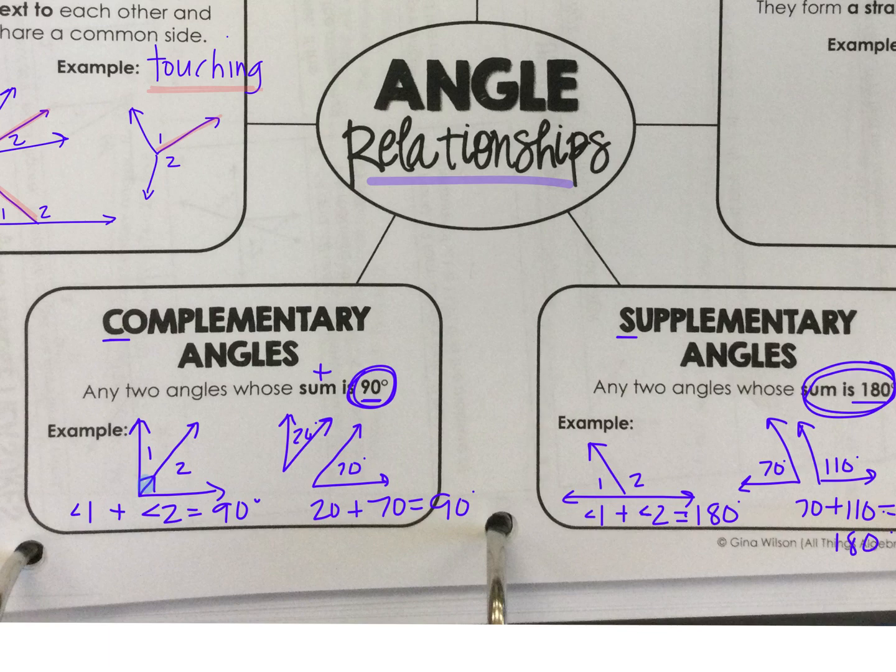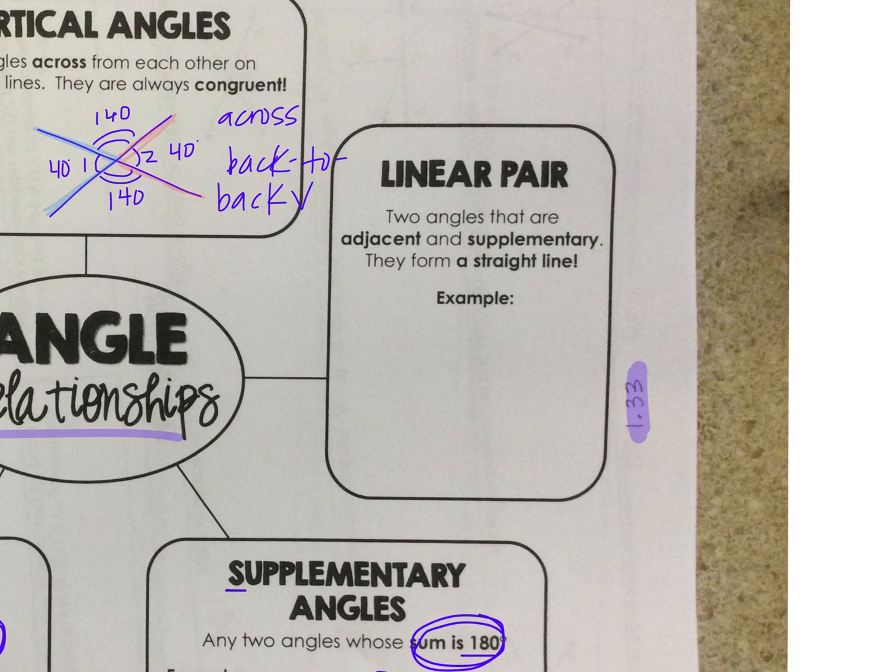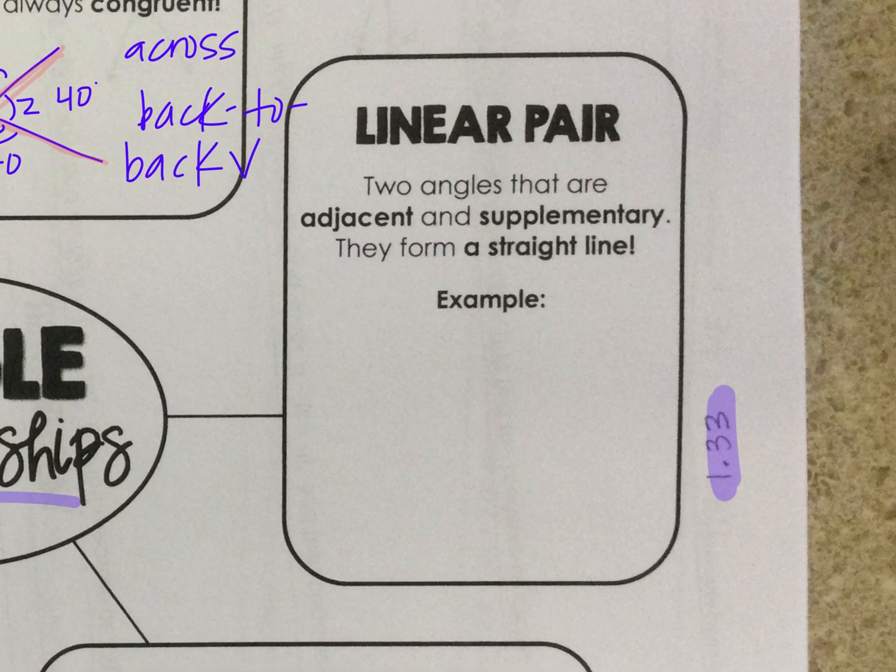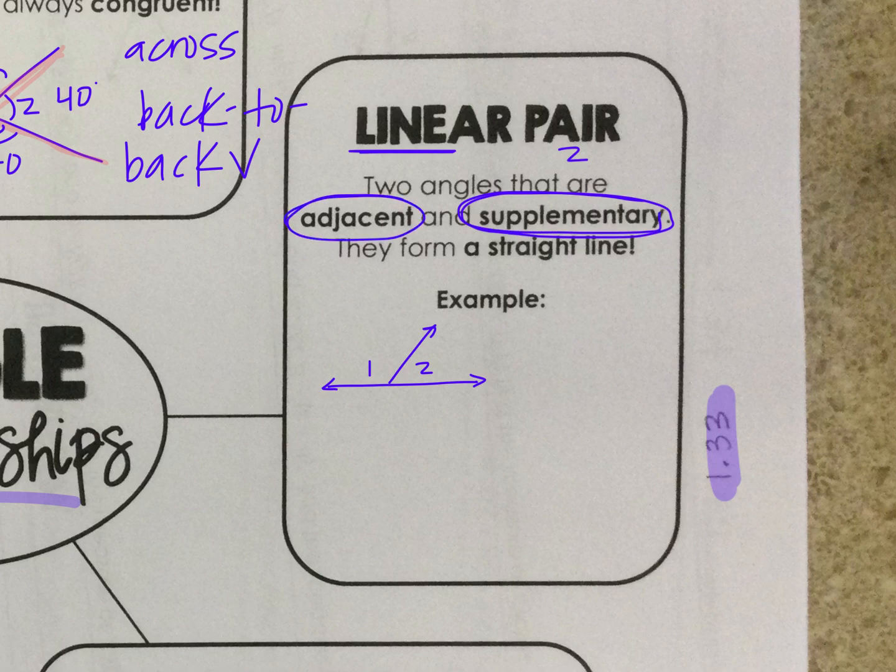The last one we're going to talk about is a linear pair. You see the word line, and pair means two. So two angles that are on a line. That is a linear pair because they make a line together. A linear pair is also supplementary, and it's also adjacent.